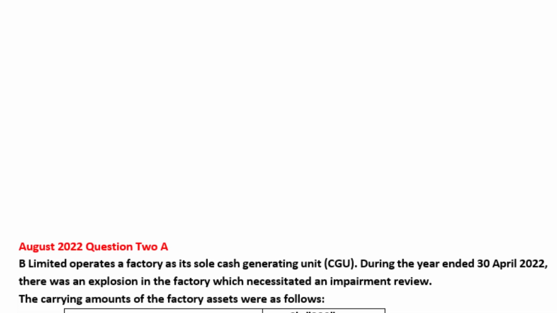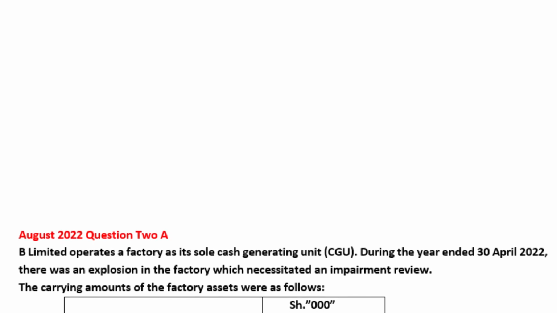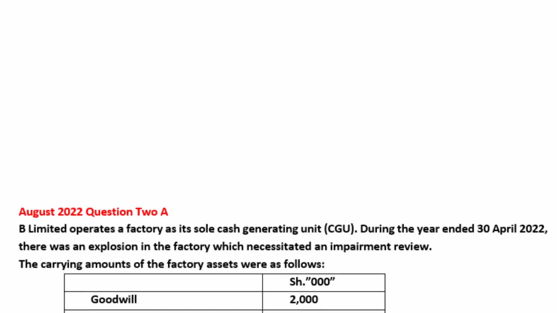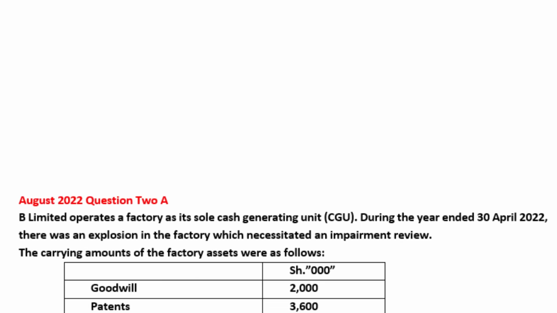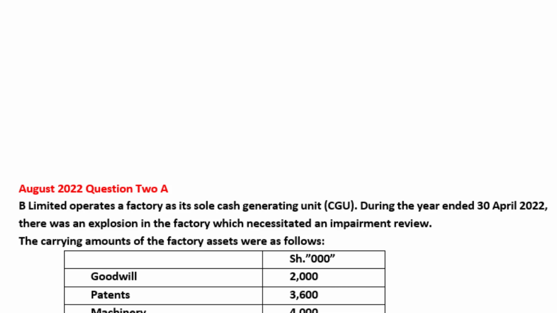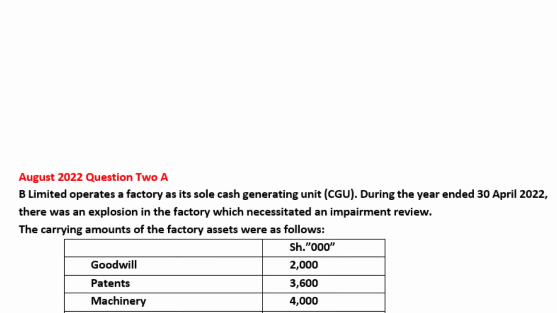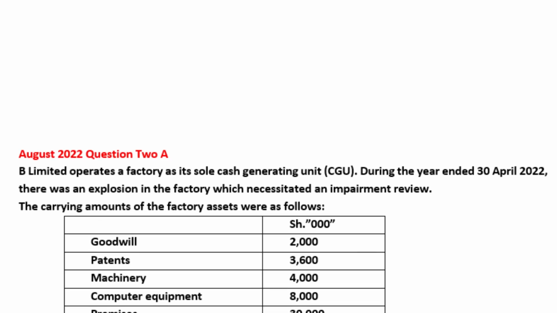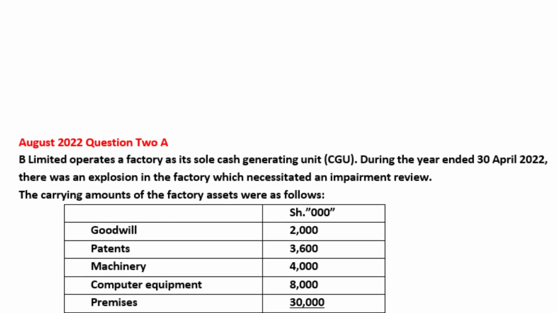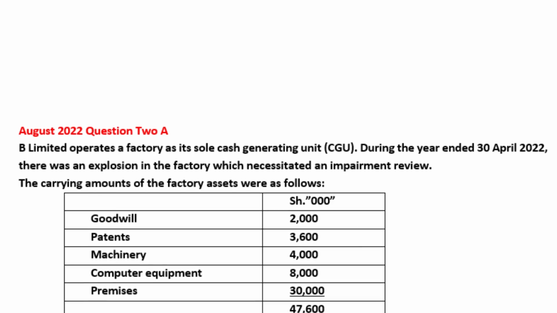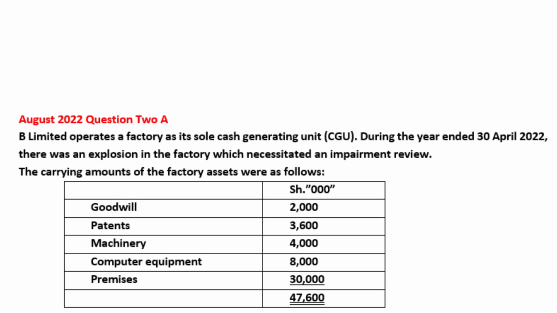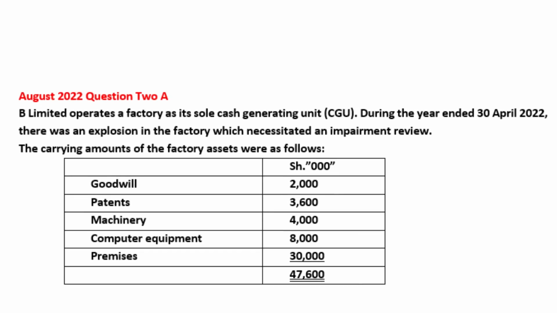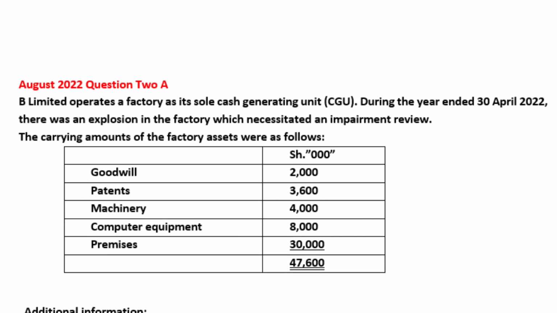During the year which ended 30th of April 2022, there was an explosion in the factory which necessitated an impairment review. Basically, at the end of the year 2022, there was evidence that this cash generating unit could be impaired, and therefore there was a need to carry out an impairment review. We are given the carrying amounts of the factory assets: goodwill 2 million, patent 3.6 million, machine 4 million, computer equipment 8 million, premises 30 million. The total carrying amount is 47.6 million.